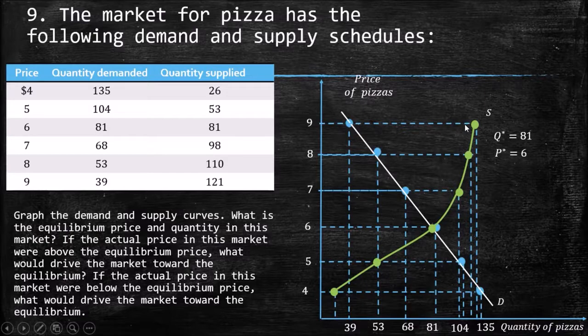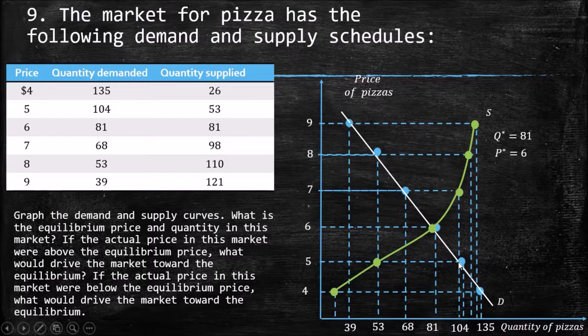So what about the equilibrium quantity and price? It's going to be where the quantity demanded is exactly the same as the quantity supplied. This is the case of 81 pizzas at the price of $6. So imagine that the market is below, that the price is 5. In this case, imagine that we are here. It means that the supply is less than the demand. It's going to be an excess of demand.